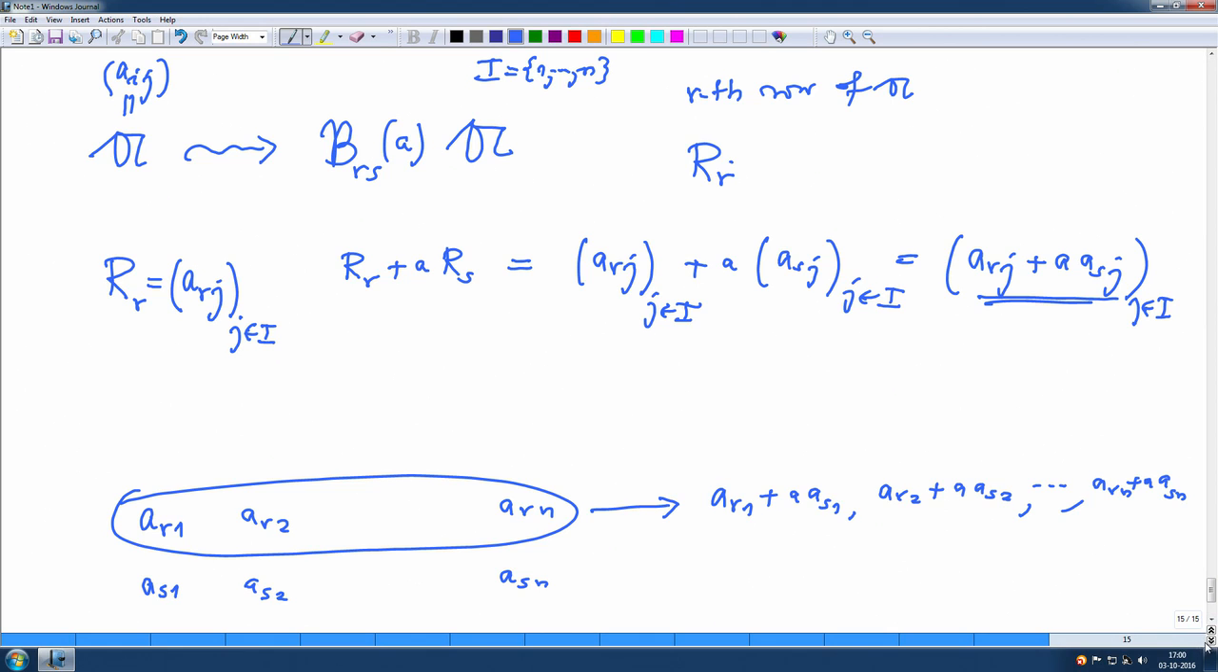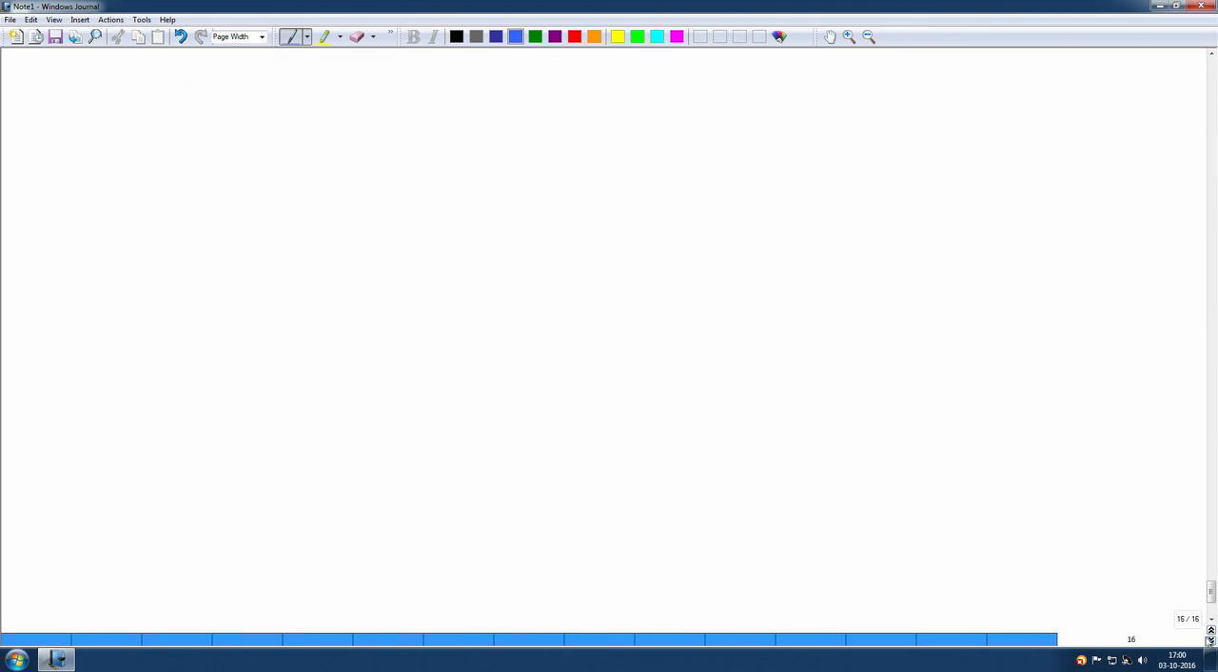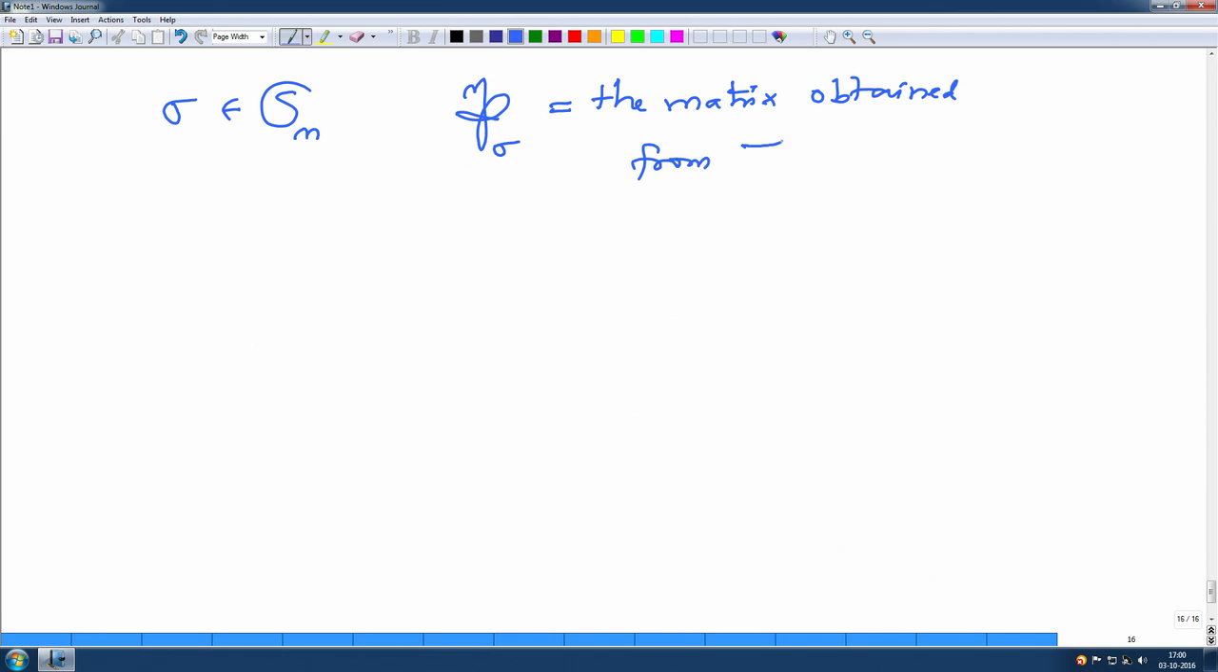Okay, with this, so all these operations, what do I want to do? I want to prove the following, and also the permutation matrices. To define a permutation matrix, if you have a permutation sigma of the letters 1 to n, then I denote P_sigma. P_sigma is the matrix obtained from the identity matrix by permuting the rows.